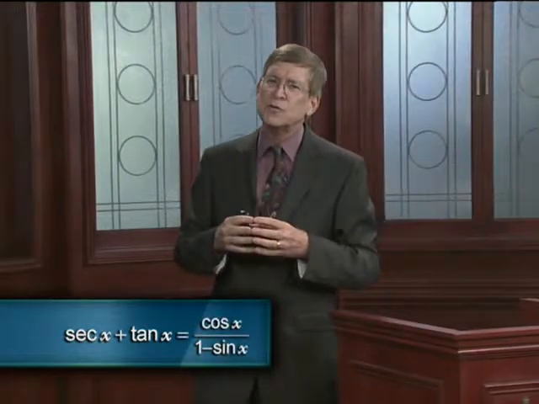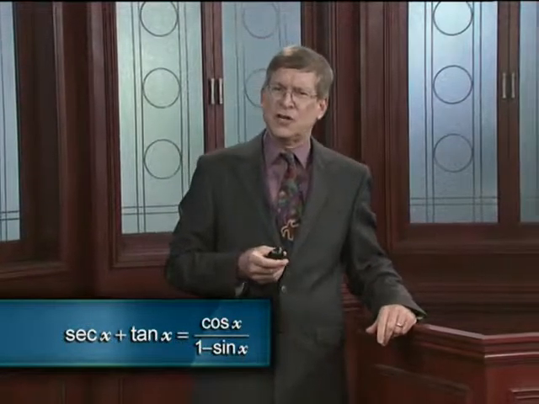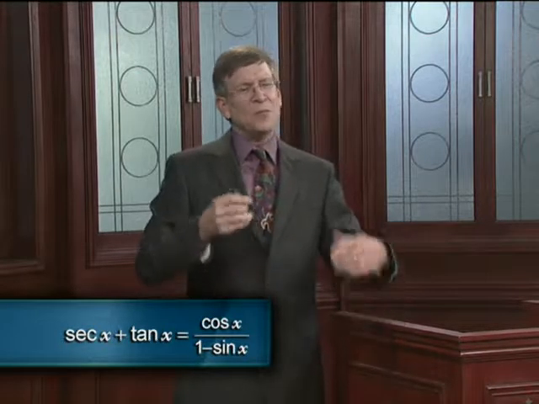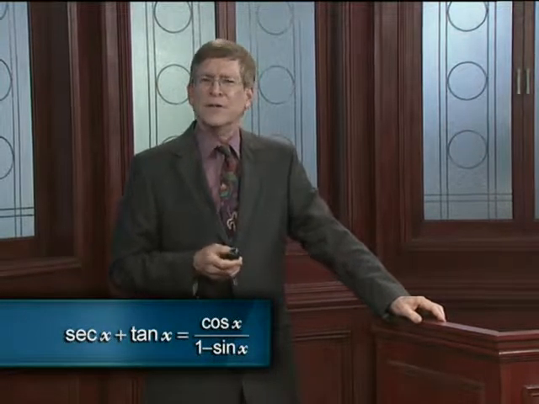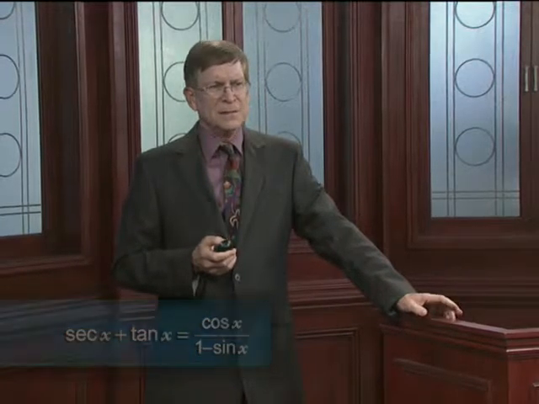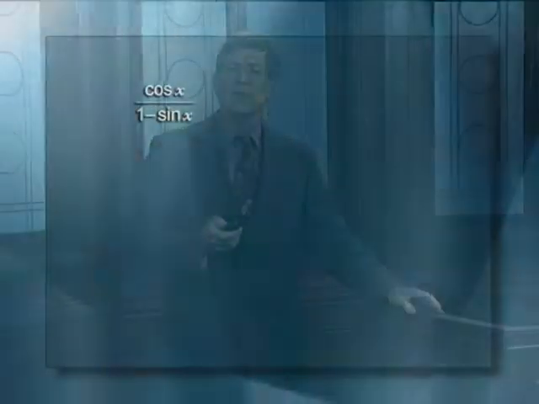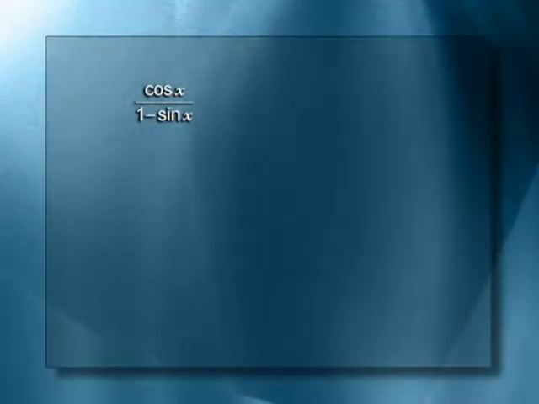Okay, let's verify another identity. I think these are kind of fun. Secant x plus tangent x. Let's show that that's the same as cosine x over 1 minus sine x. And we're going to see a technique here very similar to rationalizing the denominator. I'm going to start with one side, do some math, and end up with the other side. I'm going to start with cosine x divided by 1 minus sine x.